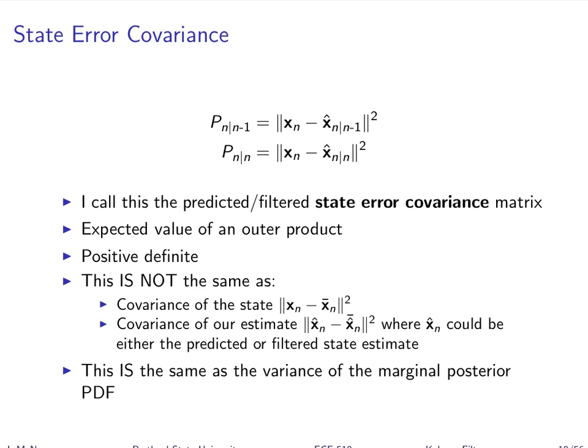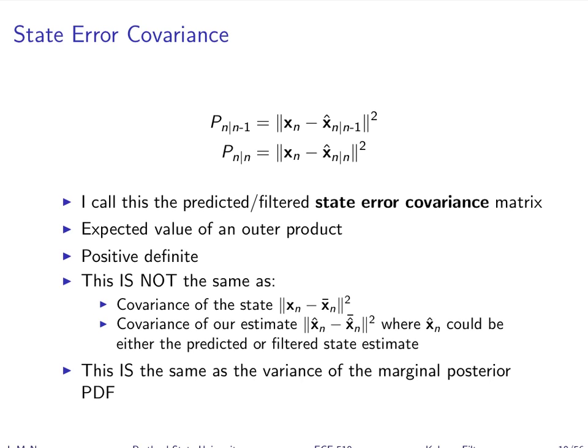A lot of the references when they're describing the Kalman filter will talk about this just being a covariance matrix without saying what it is the covariance of. And a lot of students and people, when they're first learning about this, will think it's the covariance of the state, which it isn't. Or they'll think it's the covariance of the estimate, which it is also not. It's the covariance of the error. So it's that difference. And that is the same as the variance of our marginal posterior.